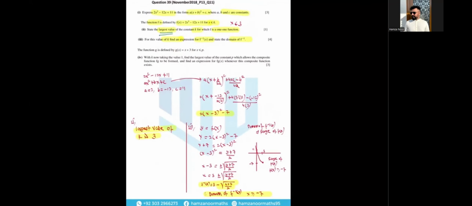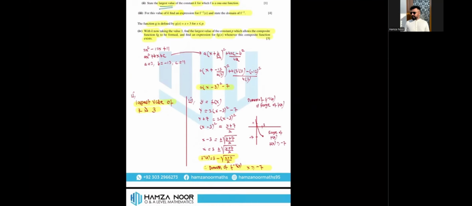So now let's move on to part 4. It says that the function g is defined by gx is equal to x plus 3, meaning gx is a linear function for the domain x is less than or equal to p. Part 4 says that with k now taking the value 1, find the largest value of the constant p which allows the composite function fg to be formed, and find an expression for f of gx whenever this composite function exists. So I'm going to bring the picture of the question on the next page.